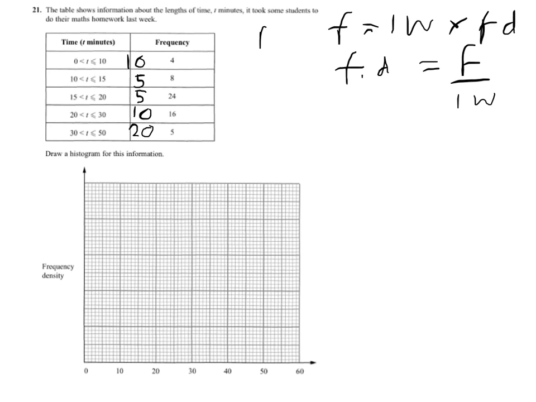So for the frequency density, we have 4 divided by 10, which is 0.4. We have 8 divided by 5 for the next interval, which is 1.6. We have 24 over 5, so 5 goes into 24 4 times, and 4/5 is 0.8. You can use a calculator to do this if you wish. 16 over 10 is 1.6, and finally 5 over 20 is going to be 0.25.